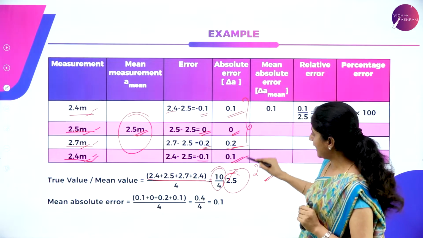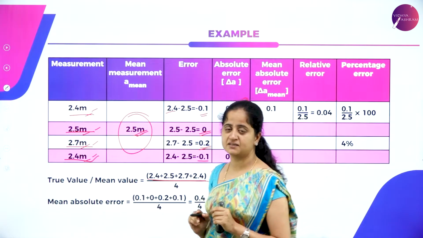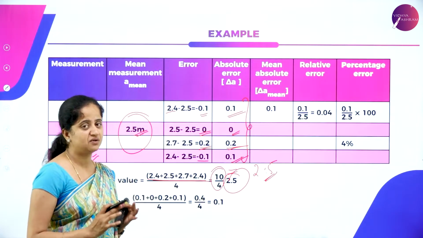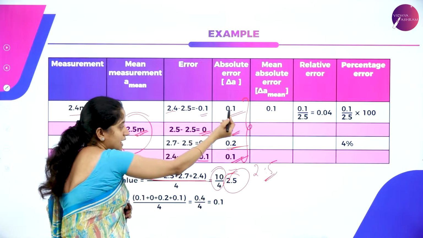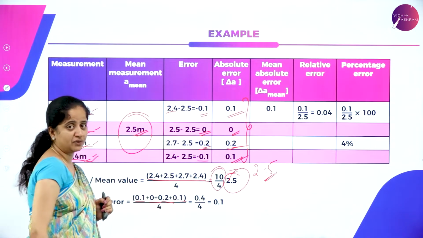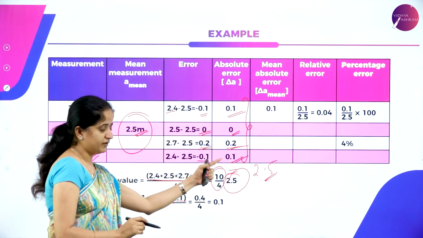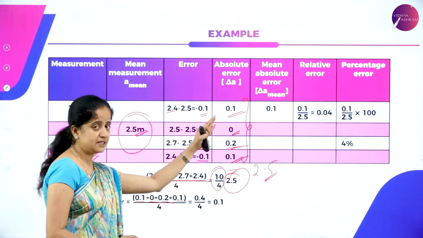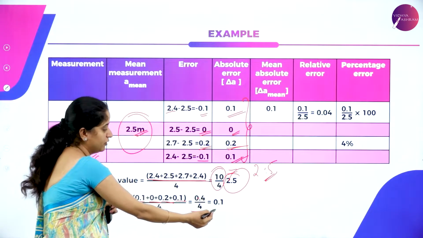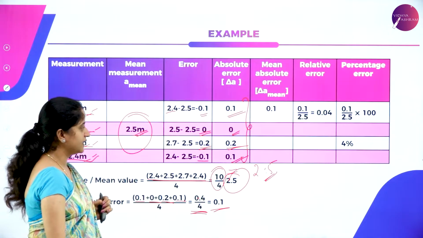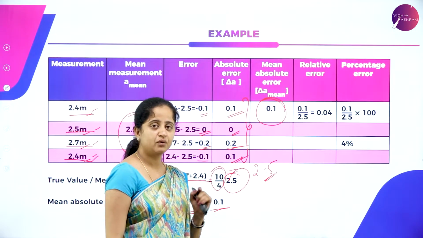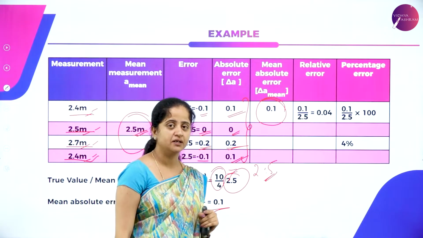Now we have the absolute errors of all the measurements. After getting the absolute errors, it is easy to get the mean absolute error. We have to add these values, 0.1 plus 0 plus 0.2 plus 0.1, and divide by the number of quantities we have. We have only 4 quantities here. So 0.4 divided by 4, and the mean absolute error is 0.1.